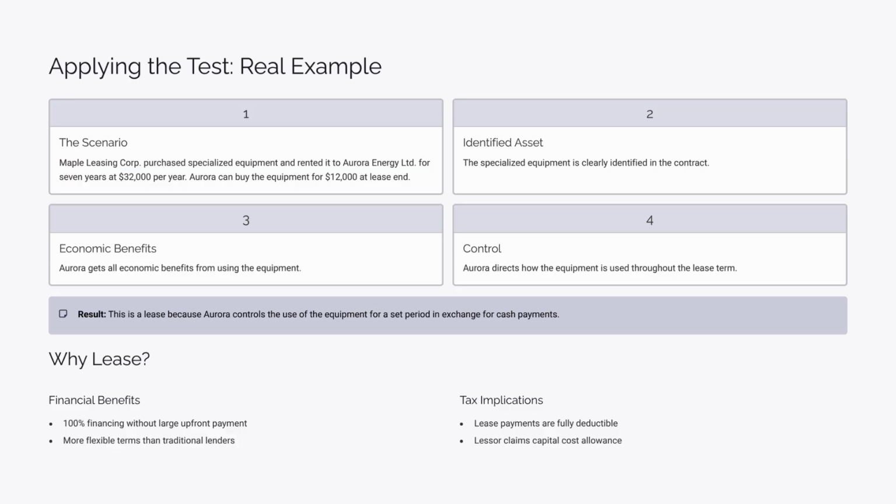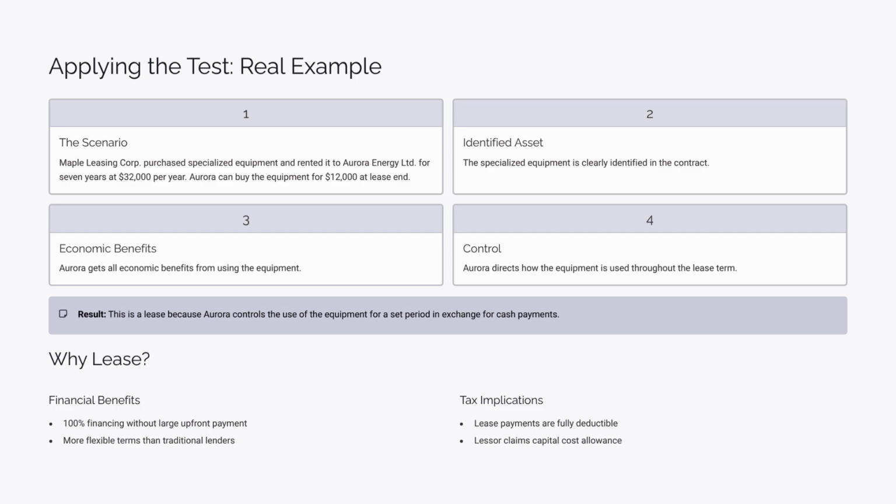Let's make this concrete. On January 1st, year one, Maple Leasing Corp. purchased specialized equipment and rented it to Aurora Energy Limited for 7 years. Aurora pays $32,000 per year and can buy the equipment for $12,000 at the end of the lease. Applying our test, the asset is clearly identified. That's specialized equipment. Aurora gets the economic benefits from using it, and Aurora directs how it's used. So yes, this is a lease because Aurora controls the use of the equipment for a set period in exchange for cash payments.